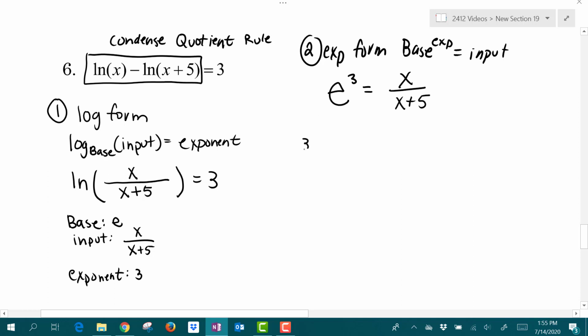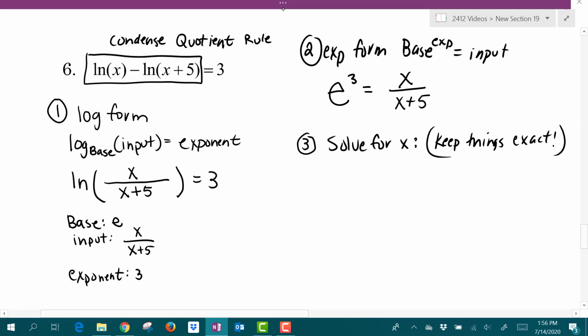Now we are asked to give an exact answer and also an approximate answer. Because we wanted an exact answer, I'm not going to put e to the positive 3 power in my calculator. As soon as I do that, I actually enter into the realm of an approximation. So I don't want to do that. So I'm going to leave it exactly as it is, and we're going to solve for x, and we're going to make sure that we keep things exact. We don't round until the very end.